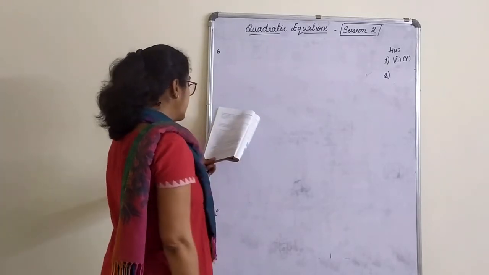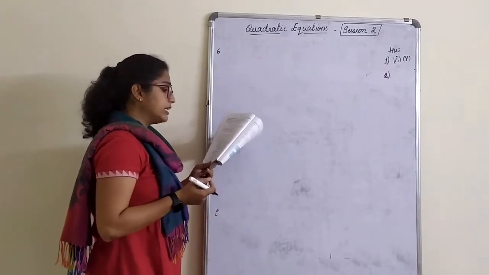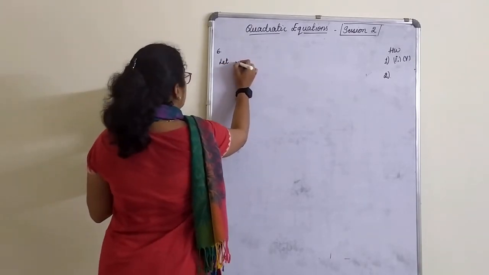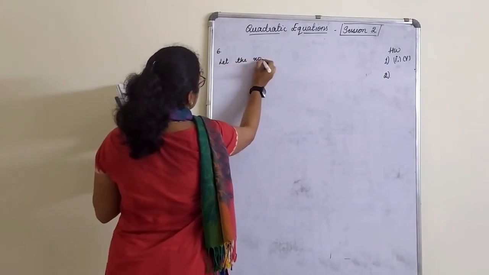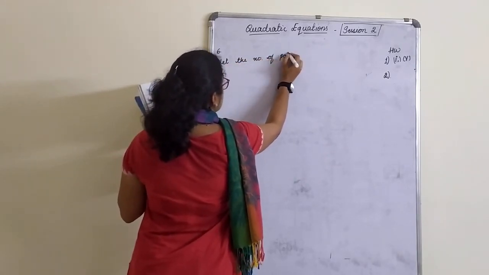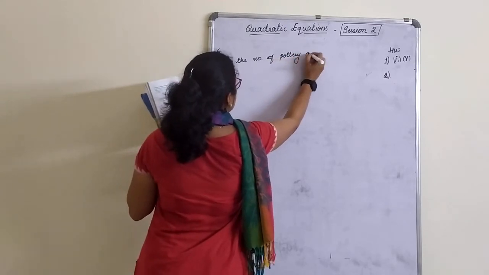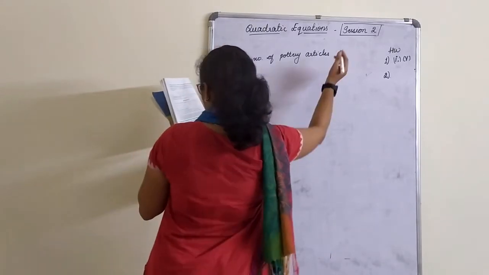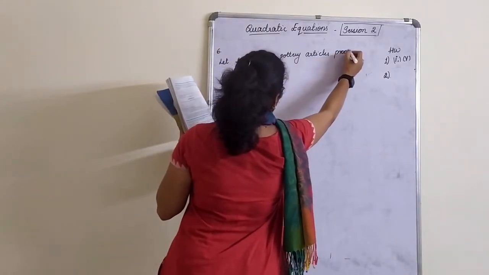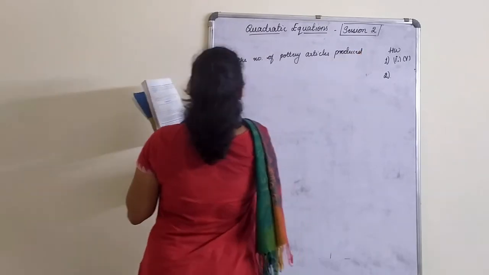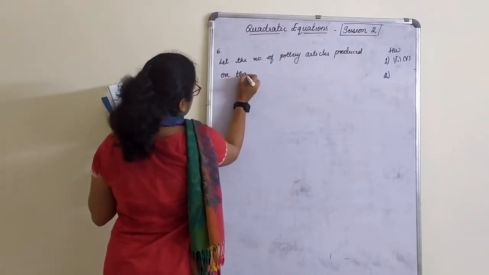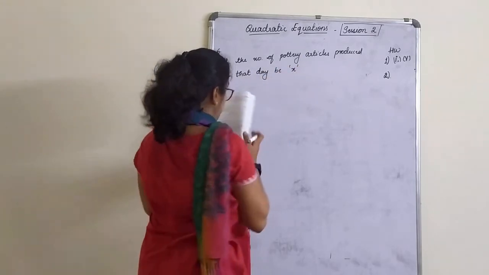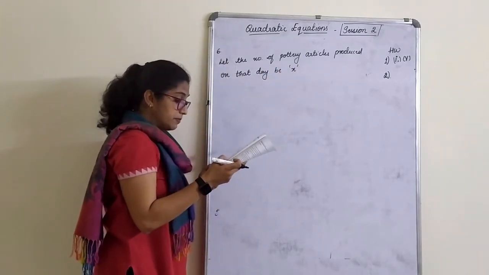So, they have told that a cottage industry produces a certain number of pottery articles in a day. So we'll write: let the number of pottery articles produced on that day be x. Okay, yes. Now read the further part of what they have given.